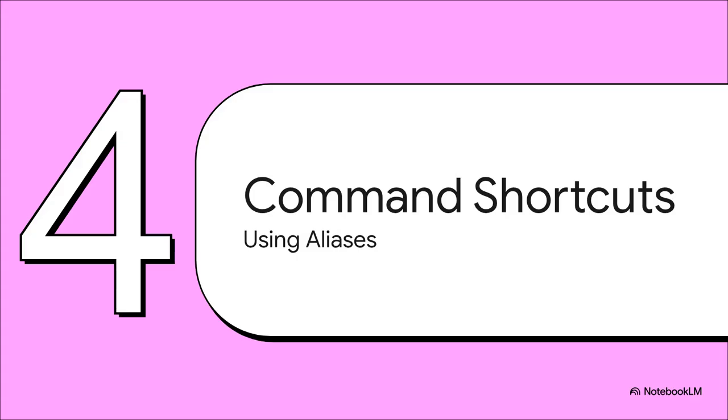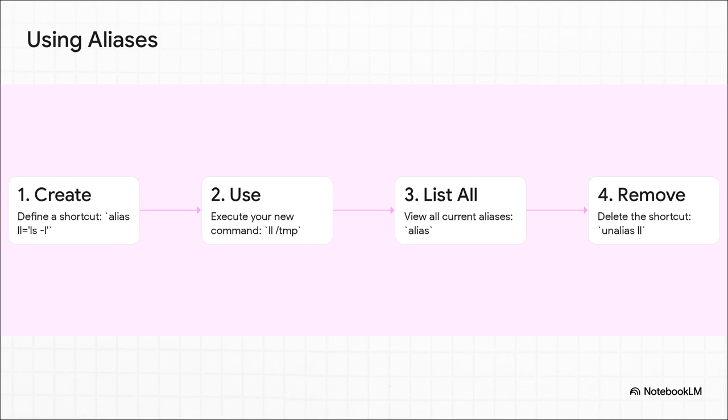All right, let's talk about a major productivity booster. If you find yourself typing the same long, annoying command over and over again, the shell has a fantastic way to create your own personal shortcuts. They're called aliases. And the process is super simple. First, you create it. A classic one is alias ll equals ls -l, which turns ll into a shortcut for a long directory listing.